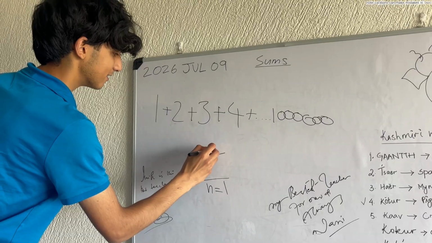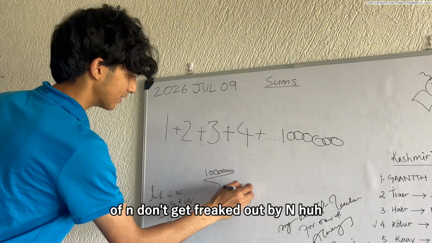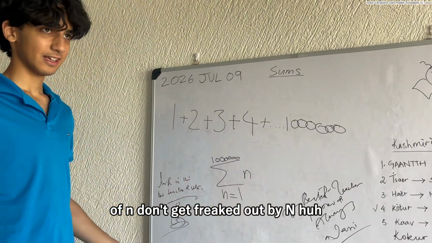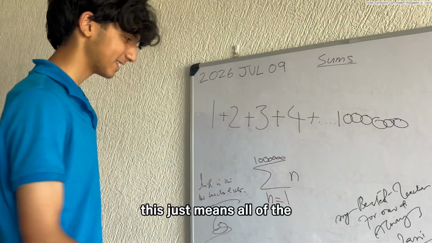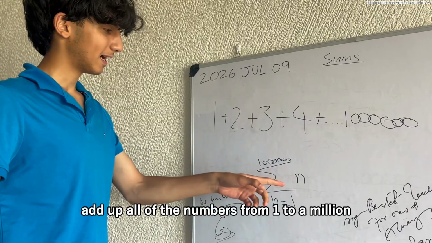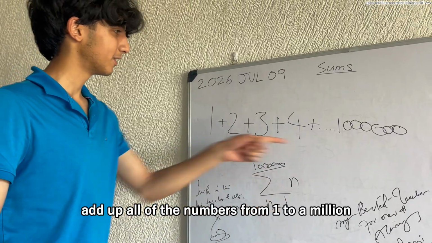to 1,000,000 of n. Don't get freaked out by n. Huh? This is not a number. What's it doing in math? This just means add up all of the numbers from 1 to 1,000,000.